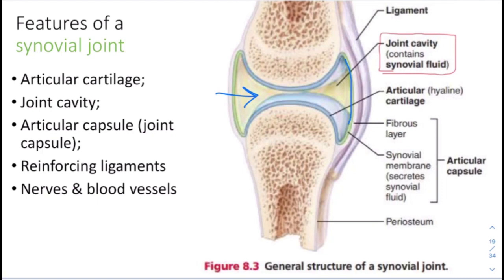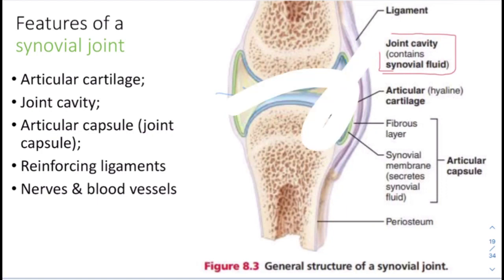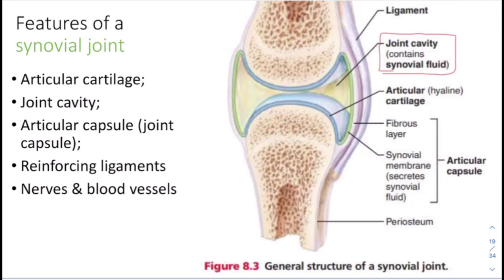And then we also have the articular capsule, also known as the joint capsule. The joint capsule is made by the synovial membrane and by an outer fibrous layer. So this right here is the joint capsule, the synovial membrane and the fibrous layer. And we also have reinforcing ligaments, like this ligament over here. And then finally, nerves and blood vessels.